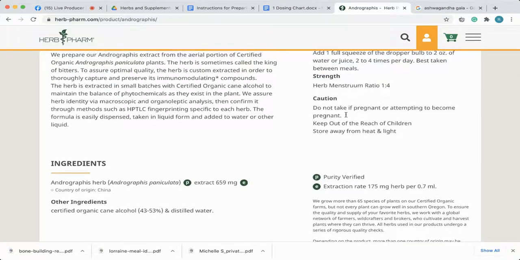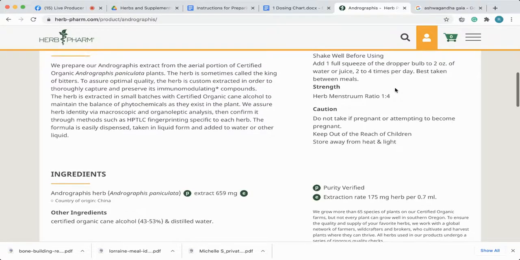So this extract ratio, this is the key right here. And what this means is that the second number is how many milliliters you need to get 1 gram of herbs. So when you see this extract ratio, think to get 1 gram of herb, I need 4 milliliters of this tincture. So that's the rule of thumb with extract ratios on tinctures and how to calculate the dose in grams.